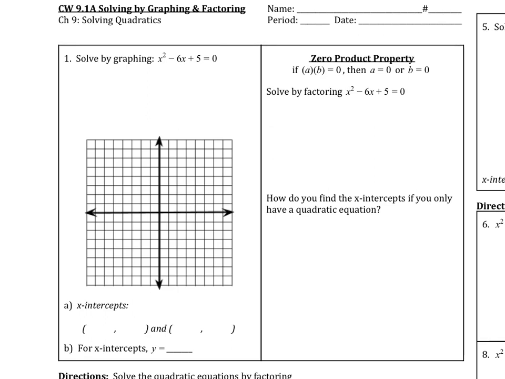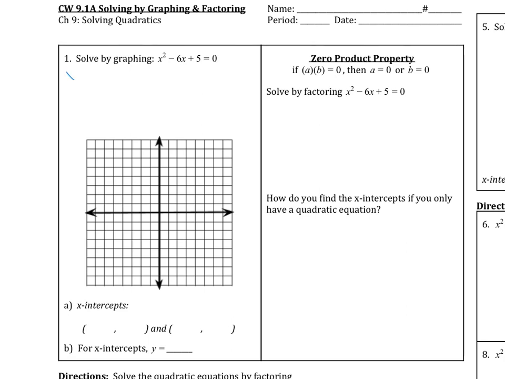So here's some help in filling out the 9.1a solving by graphing and factoring. So we're going to solve x squared minus 6x plus 5 equals 0 by graphing. Again, our goal is that we want to find the x-intercepts. So let's do this by graphing.